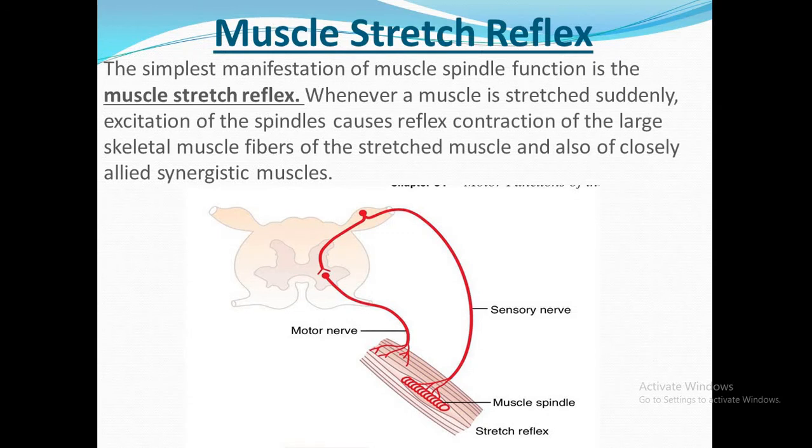Stretch reflex. The simplest manifestation of muscle spindle function is the muscle stretch reflex. Whenever a muscle is stretched suddenly, excitation of the spindles causes reflex contraction of the large skeletal muscle fibers of the stretched muscle and also of closely allied synergistic muscles.